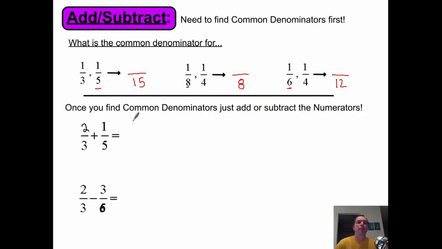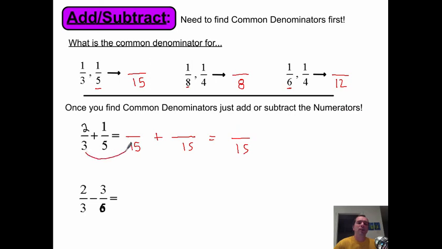So after we get the common denominator, we just add or subtract the numerators, the numbers on top. What do I mean by this? Well, what's common between 3 and 5? We already figured out that would be 15. So I'm going to rewrite both of them with 15, and my answer is going to be over 15.